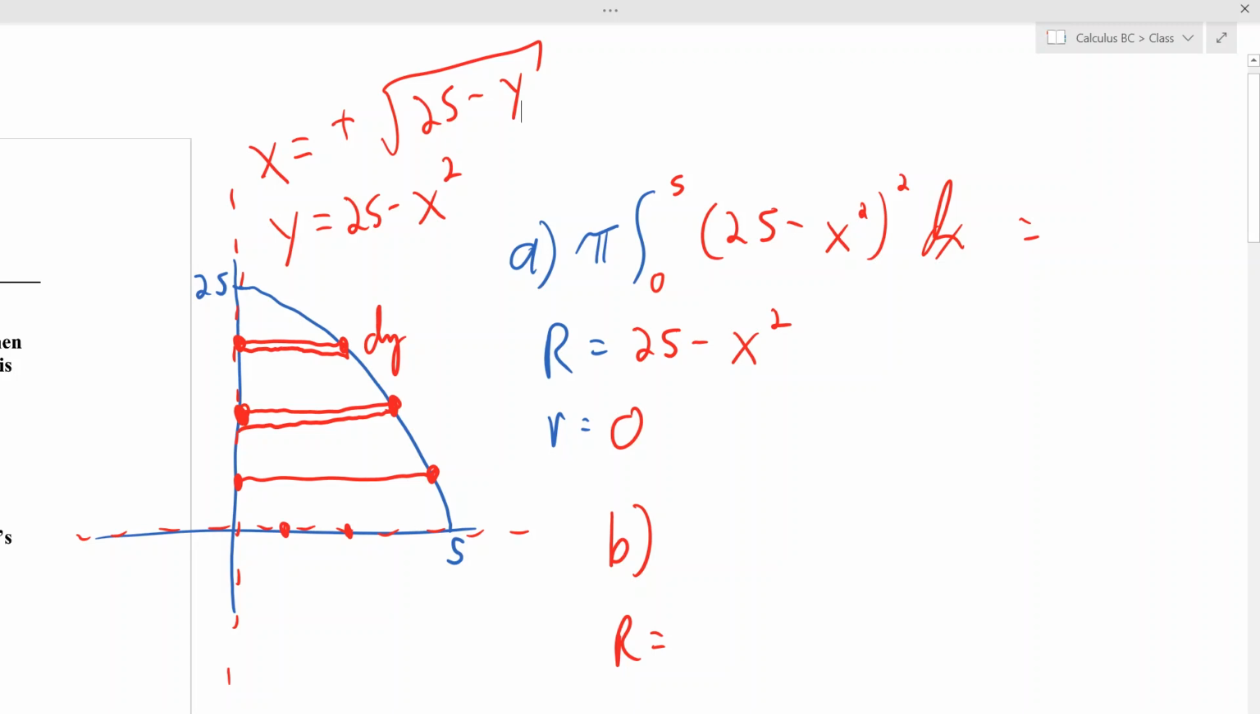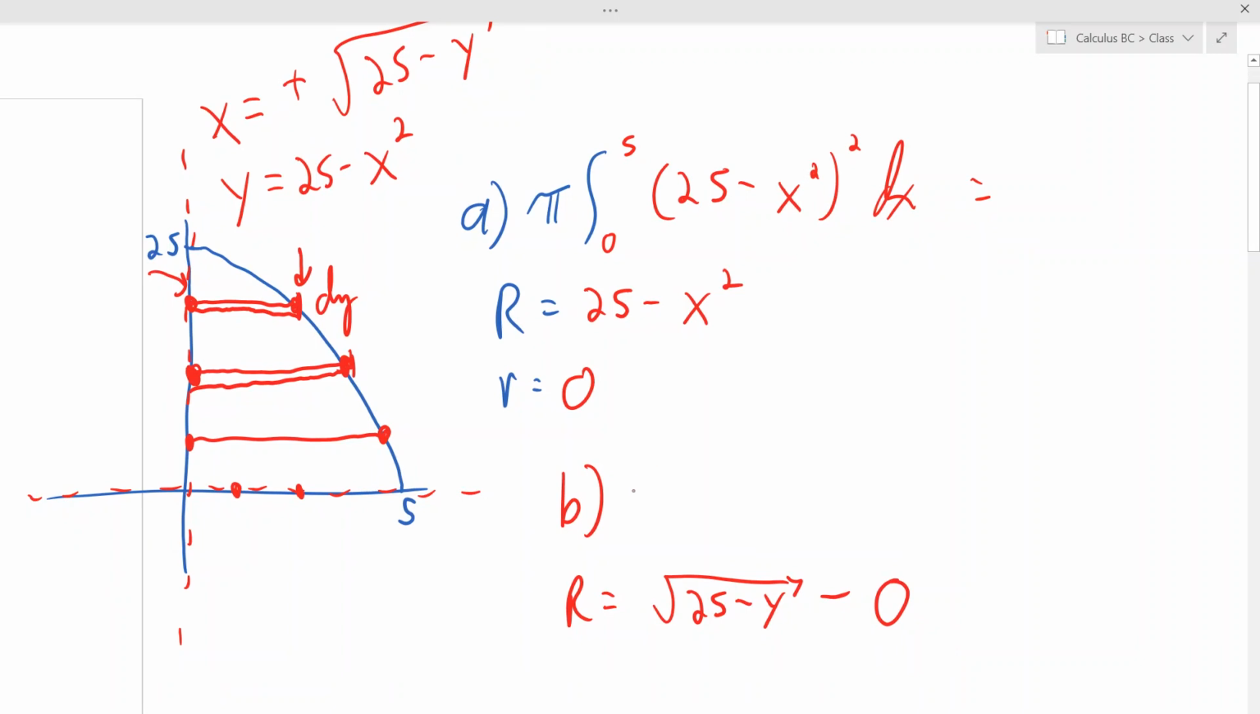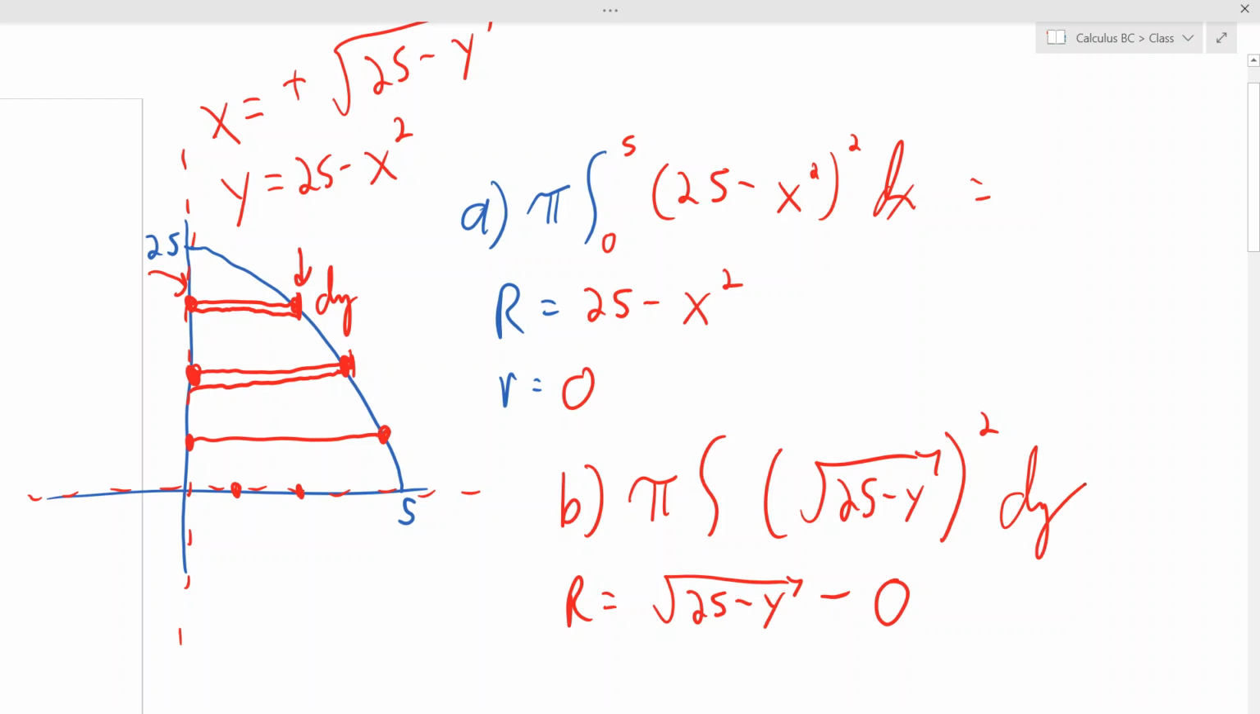Now, the square root of 25 minus y is the right-hand side of every one of these rectangles. So big R is the square root of 25 minus y. Let me write that a little bit neater. Minus 0, because that's the left-hand side, right? So the integral that gives us this volume is pi times the integral of big R squared, which is the square root of 25 minus y. I'm not going to put the minus 0 because it doesn't really do anything, dy. And y is going from 0 all the way up to 25. Since we're using y, we've got to set it up like that.